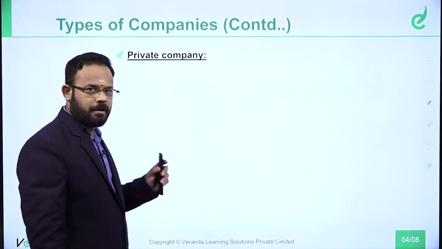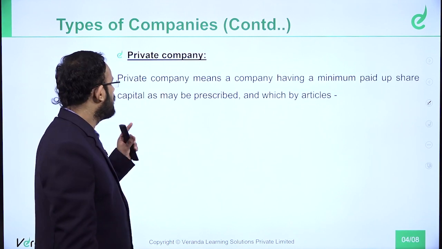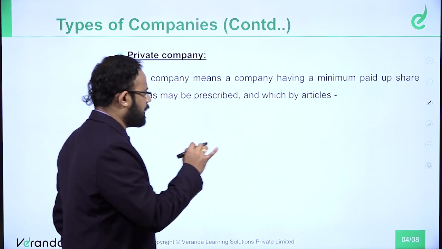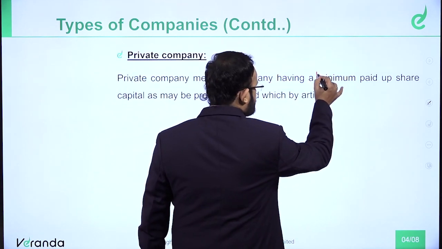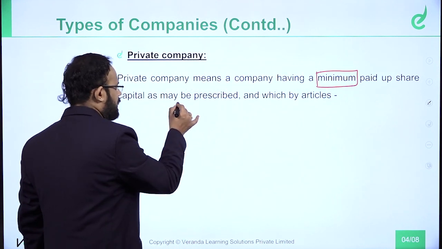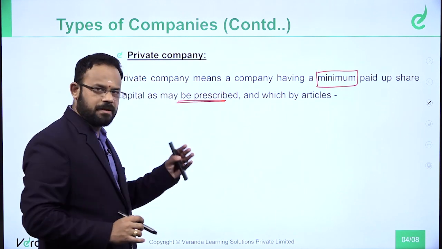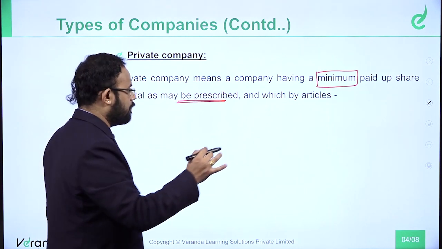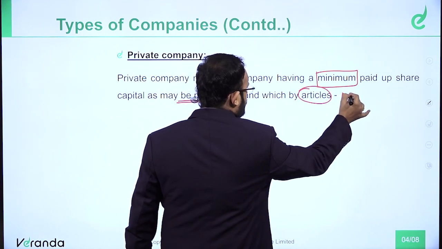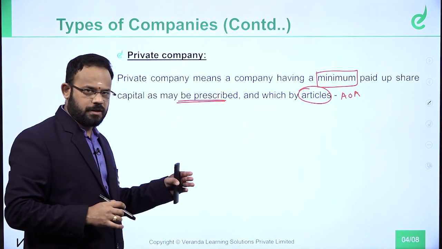Next, private company. I was just talking about private company includes your one person company. What is this? Private company means a company having a minimum paid up share capital. Previously there was a limit. Now they say minimum paid up share capital as may be prescribed. As may be prescribed in the Companies Act means depending on how you wanted to give, and which by its articles. Articles means what? Articles of association. MOA, memorandum means memorandum of association.